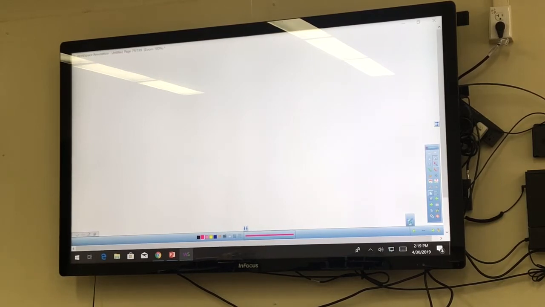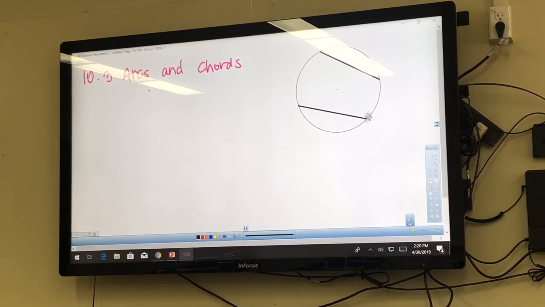In section 10.3, we are looking at arcs and chords. Let's refresh what we know about a chord. A chord, remember, just has to have two endpoints on the circle. So I have created a chord, and then I've drawn a second chord, and I'm going to call these chords segment FG and segment JH. Remember that chords are segments.